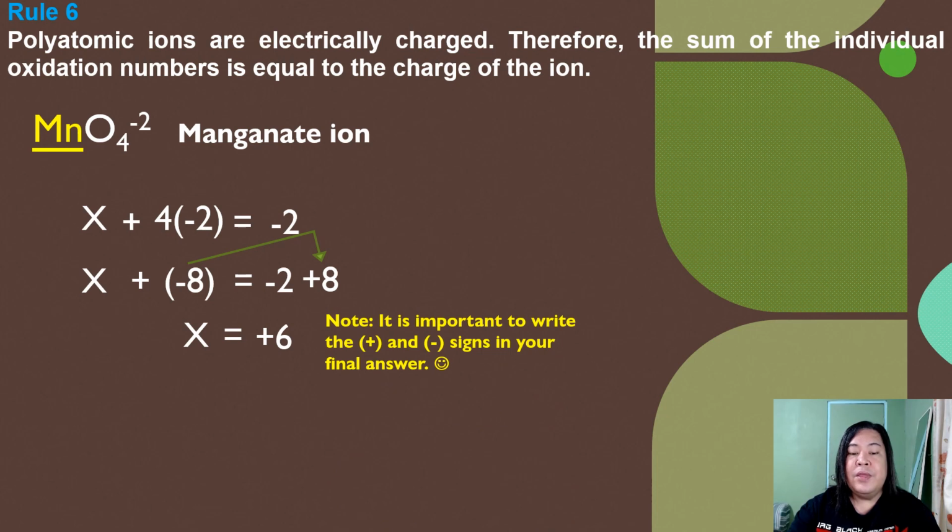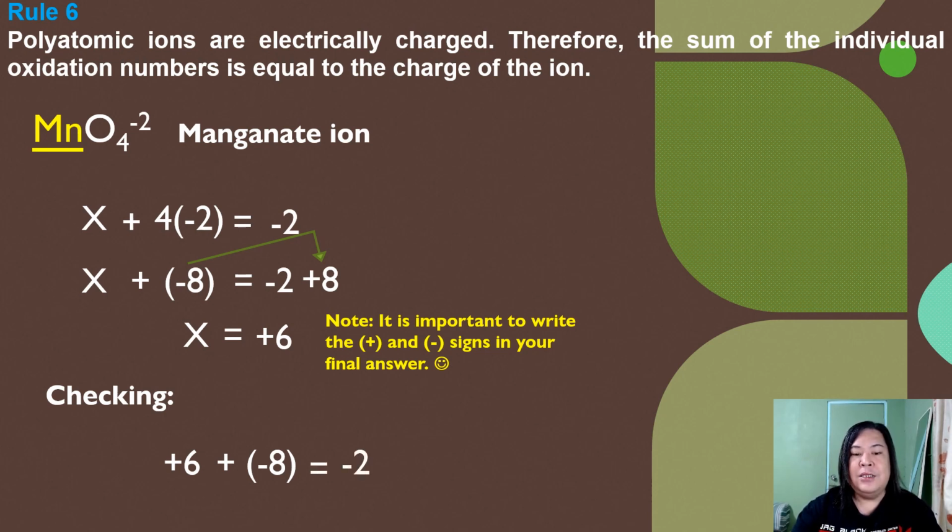And then for your checking, take note it is important to write the positive and negative sign in your final answer because we're dealing with the oxidation number or the charge of an individual atom. Okay, so for your checking, polyatomic ions are electrically charged, therefore the sum of the individual oxidation numbers is equal to the charge of the ion. So we will add positive 6, since the computed value for manganese is positive 6, plus negative 8, which is the total oxidation number of oxygen because we have 4 atoms of oxygen in the given polyatomic ion. Then that is equal to negative 2. So your answer is correct because you have to equate to negative 2. So your final answer will be positive 6.